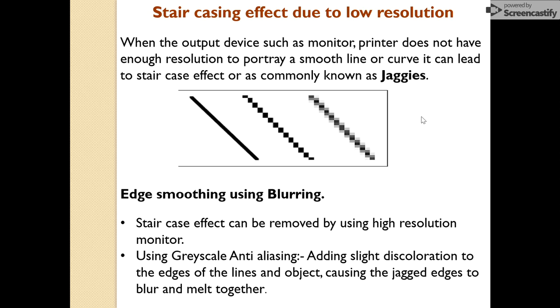Since it's a problem, we have some solutions. One solution is to remove this issue by using high resolution devices, but as we know, it's not reasonable. We use grayscale, and in grayscale, we use anti-aliasing: slight discoloration is added along the edges of the line, causing the jagged edges to blur. We are blurring the jagged edges so they melt together, which smoothens the edge.